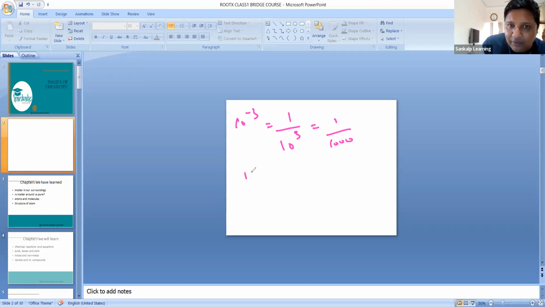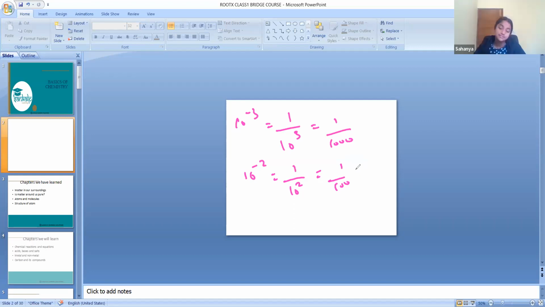Next we have 10 raised to minus 2, which is equal to 1 upon 100. That is called a centisecond. After millisecond, it is centi. Centi means 100, so a 1 upon 100 part of a second is called a centisecond.